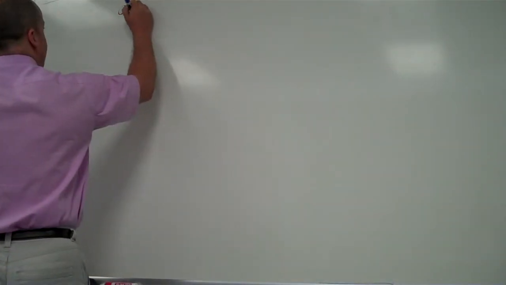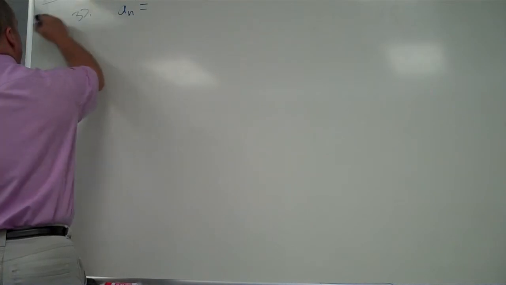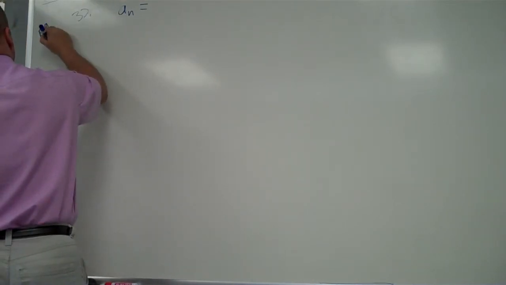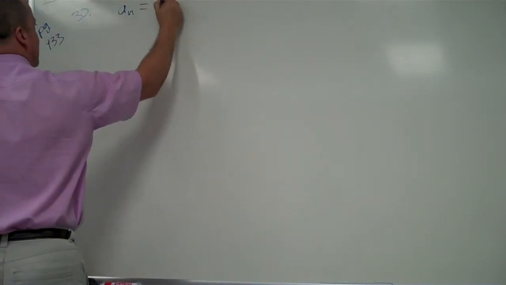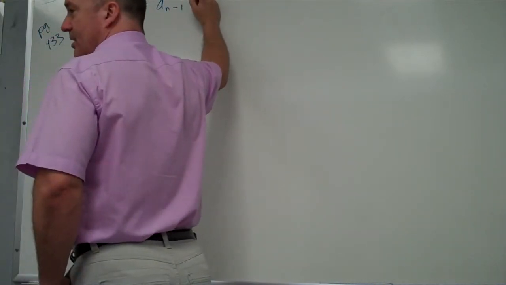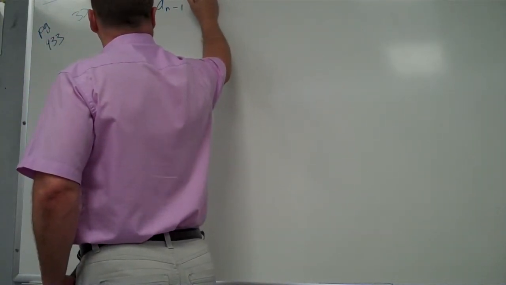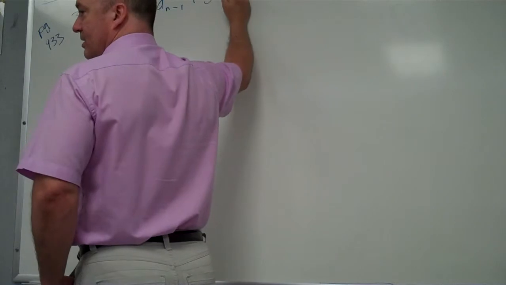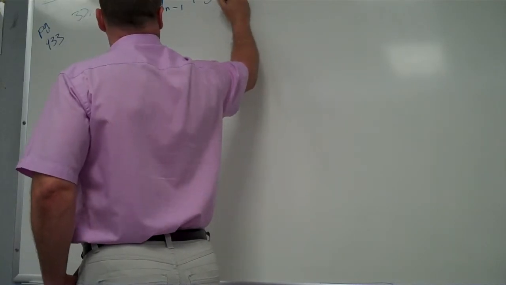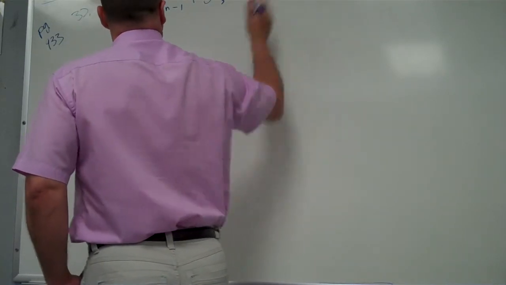It says a sub n equals 2... a sub n minus 1 plus 5, comma, a sub 1 equals 6.